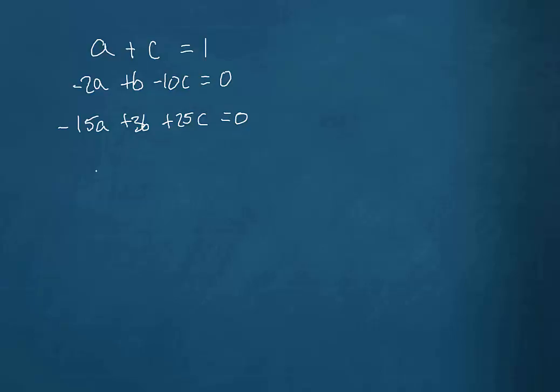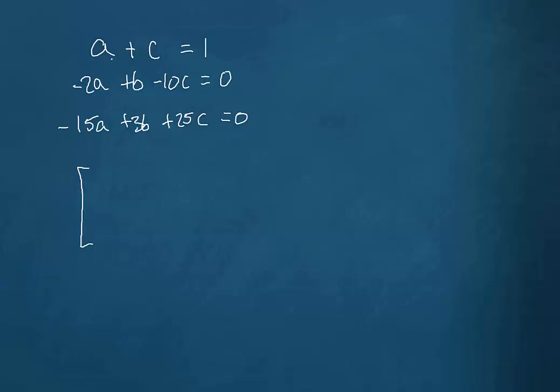We have the system of equations a plus c equals 1, minus 2a plus b minus 10c equals 0, and minus 15a plus 3b plus 25c equals 0. This system of equations can be written as a matrix. We will use the coefficients on the variables and the right side of the equations to write this matrix.